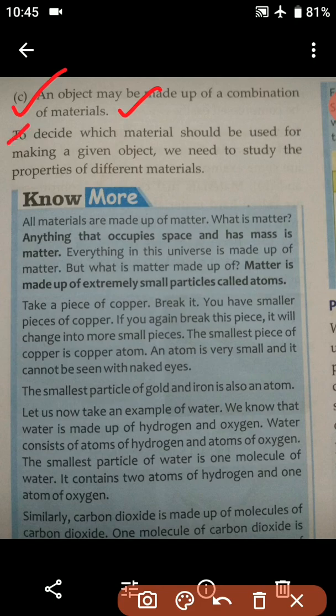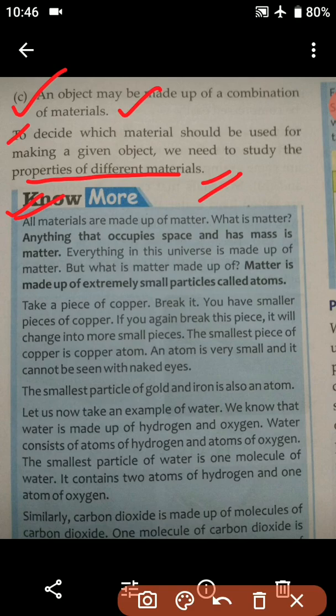To decide which materials should be used for making a given object, we need to study the properties of the different materials. Students, we will understand about the different properties of materials, but before that, let's just go through this one.